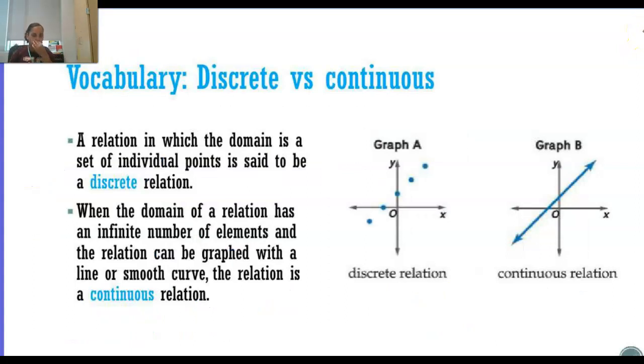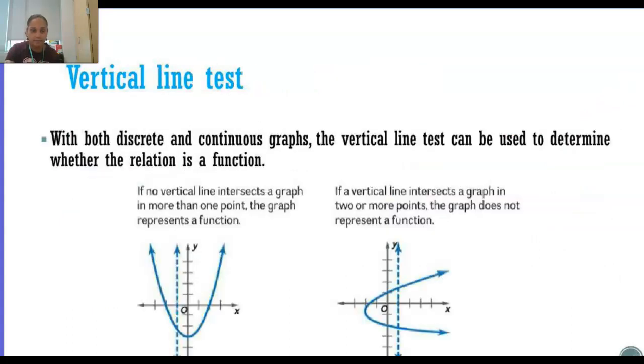Finally, here's a little bit more vocabulary. This is about discrete and continuous. So you might have noticed, based on what we did yesterday, continuous graphs, like I don't have to pick up my pencil to draw it. It's a smooth curve or a smooth line, it can be however many points on the graph. Whereas a discrete graph has individual points.